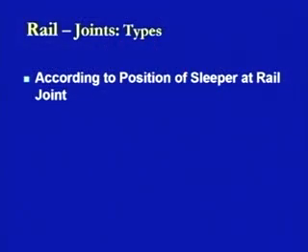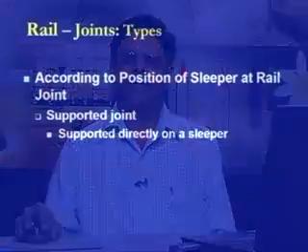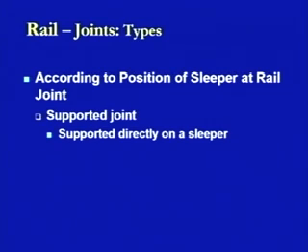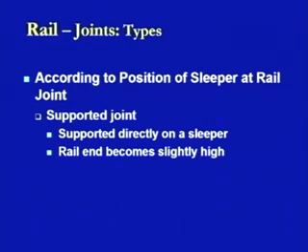We start with the first one, that is, according to the position of the sleeper at the rail joint, and in this category there are further classifications of the different types of joints which can be provided. In this case, we can look at the first joint, that is the supported joint. The supported joint means the joint is supported directly on a system, mostly a sleeper, and the rail end becomes slightly high.